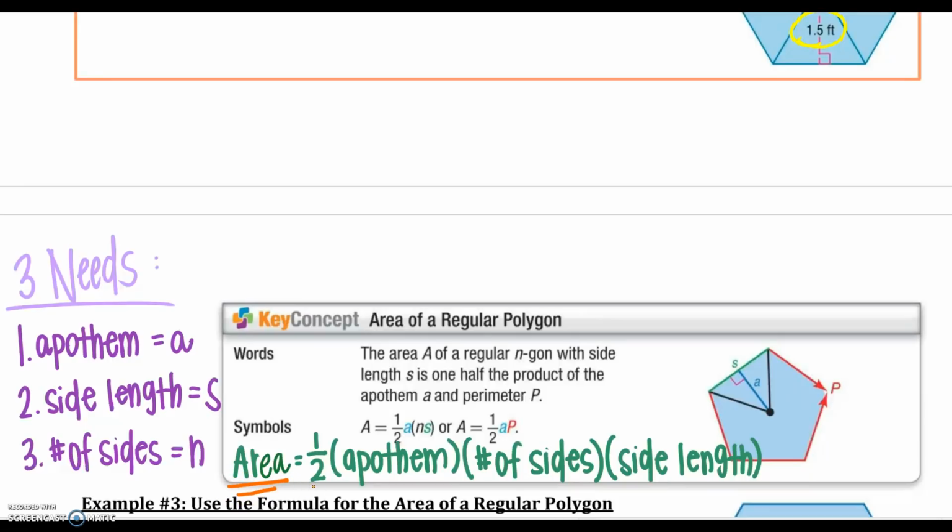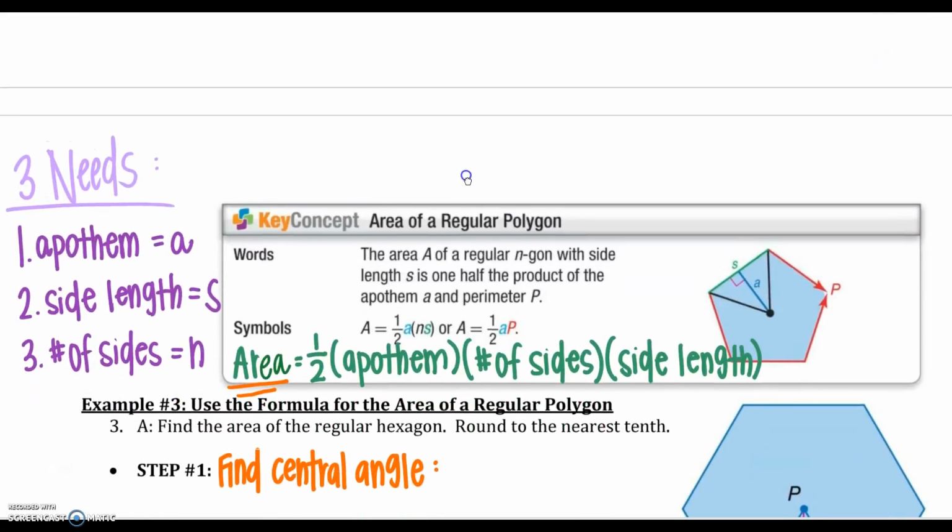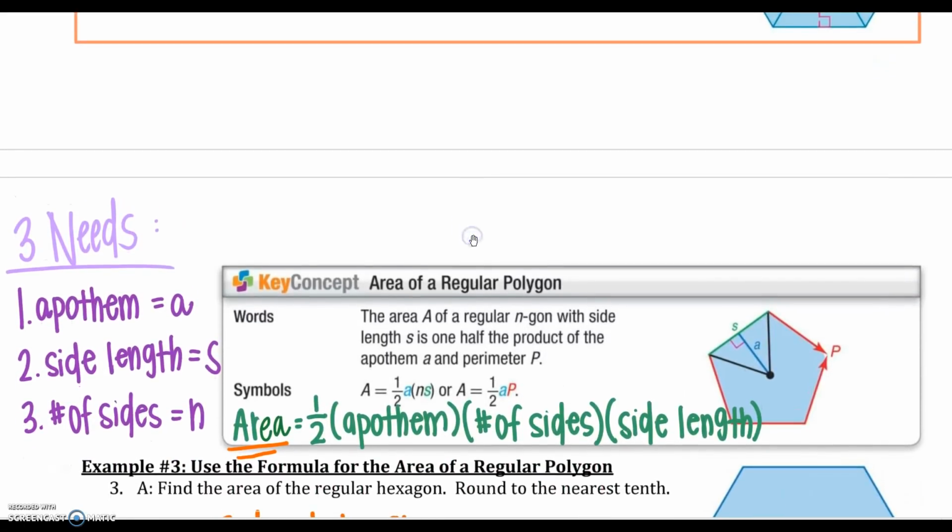My area is going to equal 1/2 my apothem times the number of sides times the side length. Again, what we just did, but this is just a formula that you can remember if you would like to do it this way. All right, so I'm going to give you some new steps, 5 steps to solving these regular polygons using this formula.